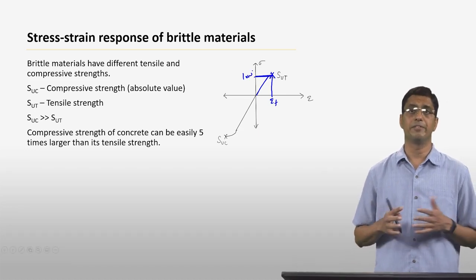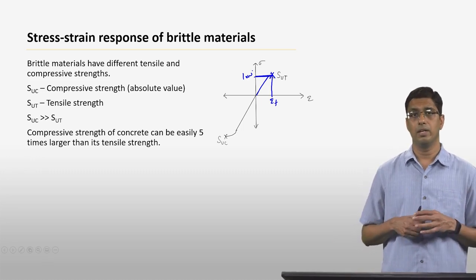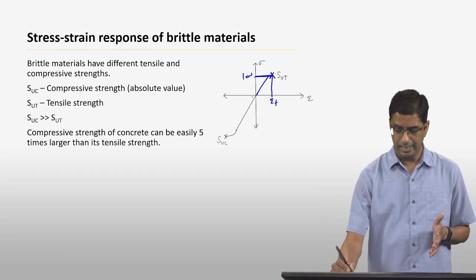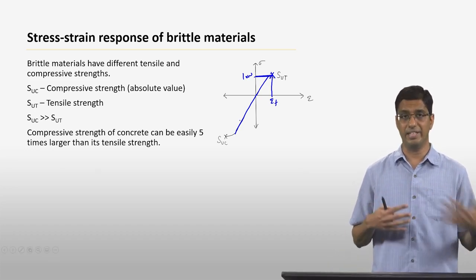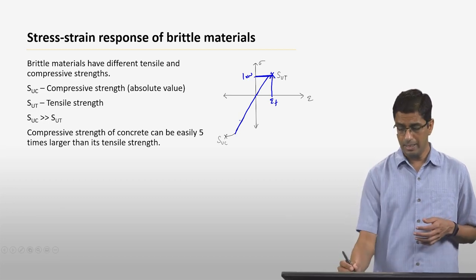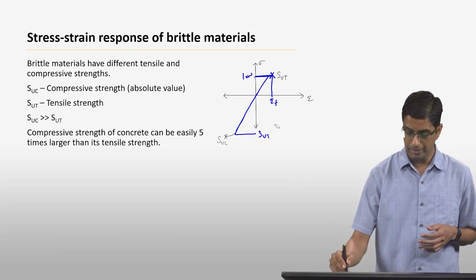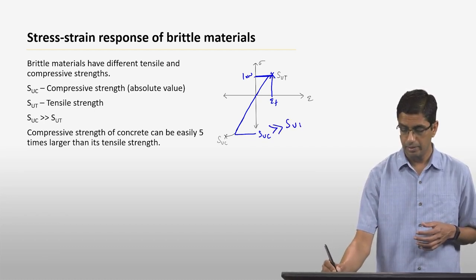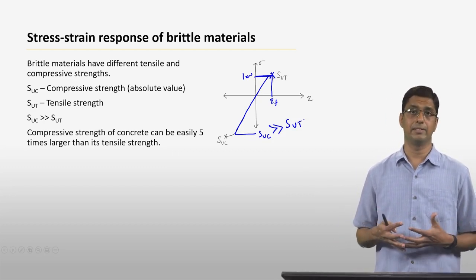So essentially, if you take a brittle material and try to apply tension, it fails at very small strains and at fairly low stresses. On the other hand, if you take the same brittle material and now compress it, it can take quite a bit more stress. Again, the response is more or less linear until failure. There is not too much plastic deformation. But the value of SUC, the ultimate strength in compression, is quite a bit larger than SUT. For something like concrete, the compressive strength can be 5 times larger than the tensile strength.